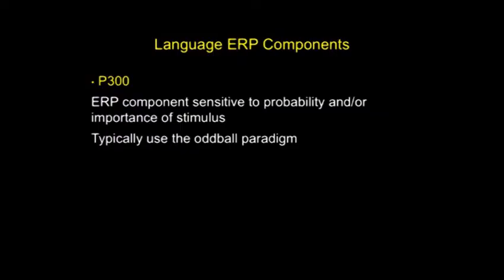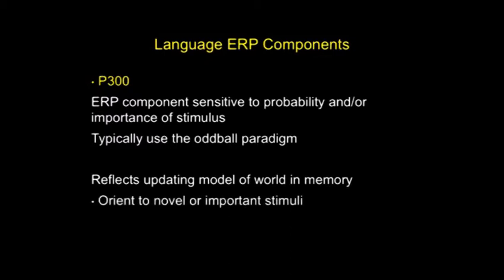The P300 component reflects updating a model of the world in memory. It orients to novel or important stimuli and keeps track of how often these stimuli occur. So the P300 increases when stimuli are important to the subject.